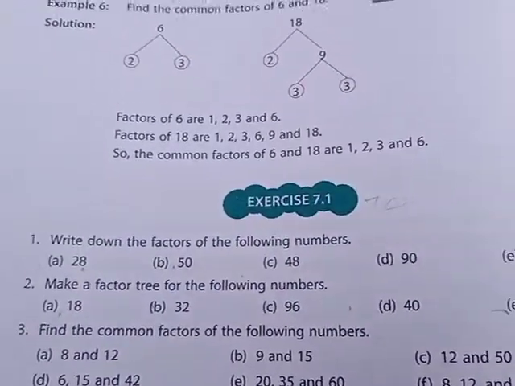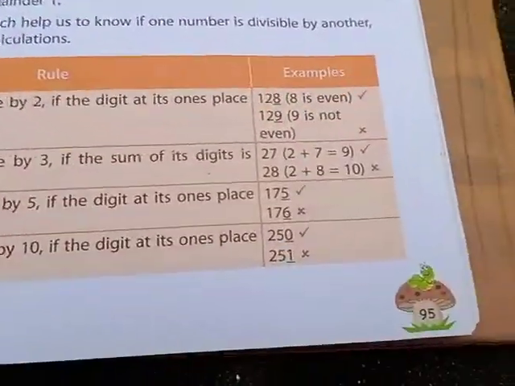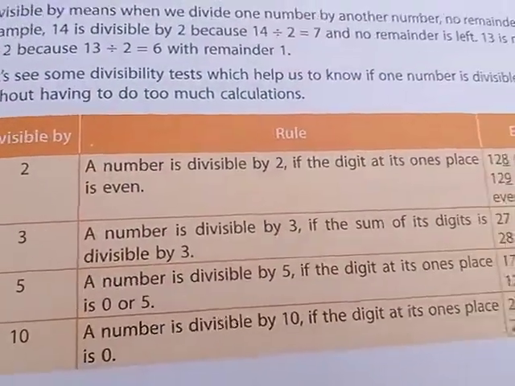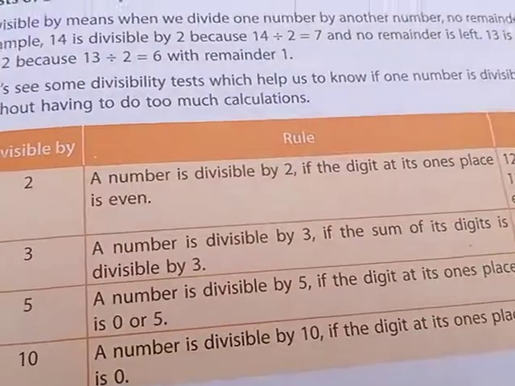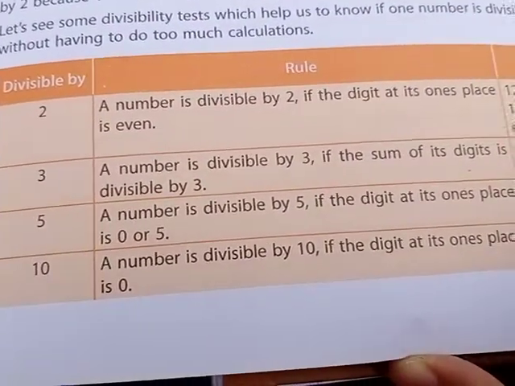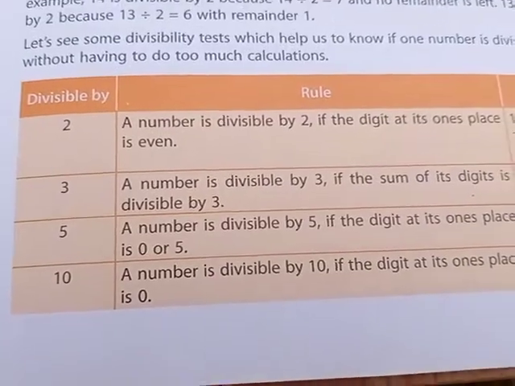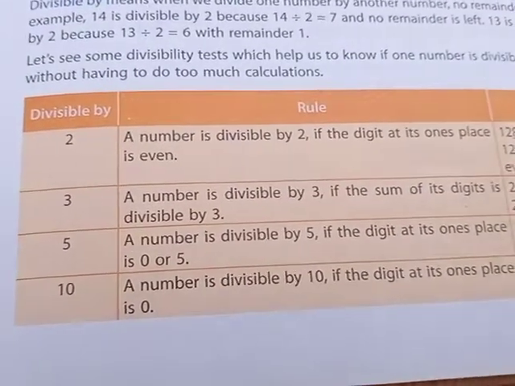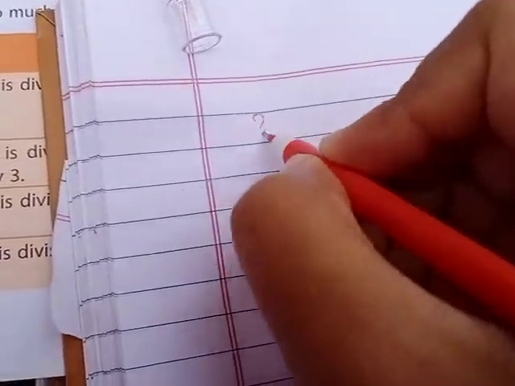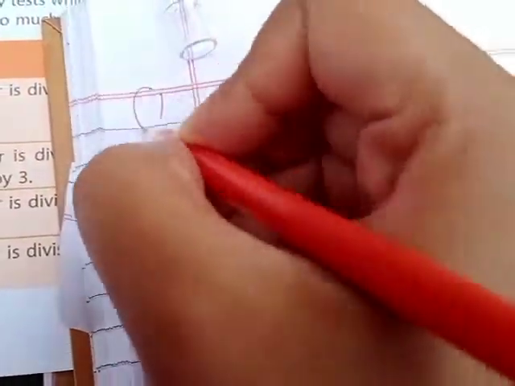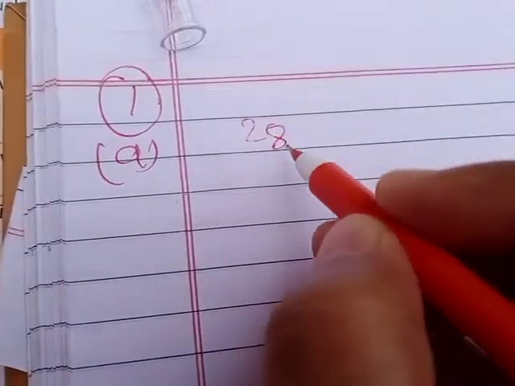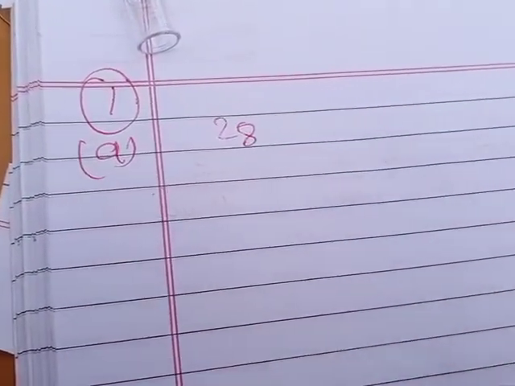If you see page number 95, in page number 95 we have a few rules. First, we need to discuss all these rules. Then it will be easy for us to say whether a number is a factor of some other number or not. First of all, you have the question 28, 1a. So how can we say which numbers are factors of this 28?